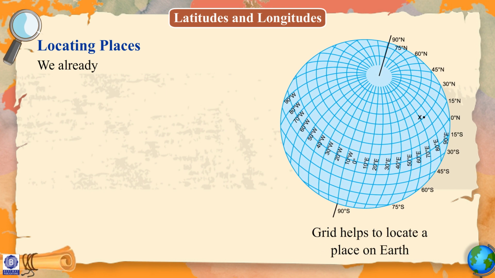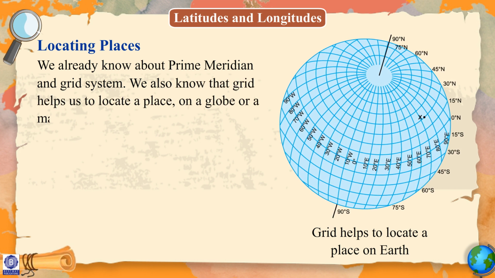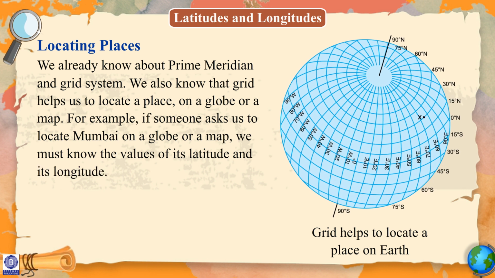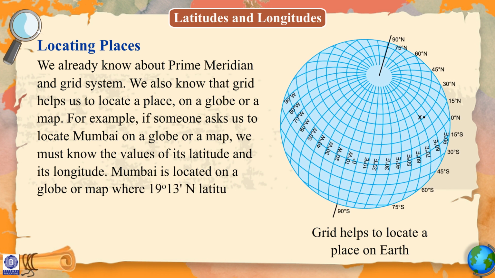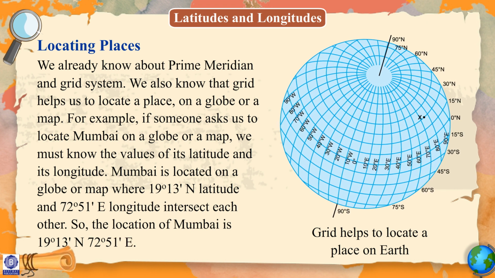Locating places. We already know about the prime meridian and the grid system. We also know that the grid helps us to locate a place on a globe or a map. For example, if someone asks us to locate Mumbai on a globe or a map, we must know the values of its latitude and its longitude. Mumbai is located on a globe or map where 19 degrees 13 minutes north latitude and 72 degrees 51 minutes east longitude intersect each other. So the location of Mumbai is 19 degrees 13 minutes north, 72 degrees 51 minutes east.